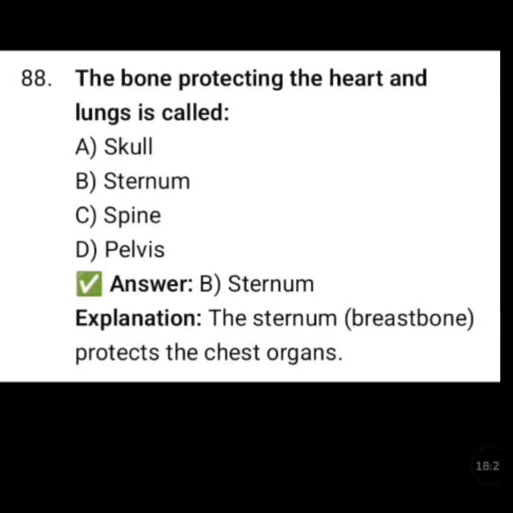The bone protecting the heart and lungs is called: skull, sternum, spine, pelvis. The correct answer is option B, sternum. The sternum, breastbone, protects the chest organs.